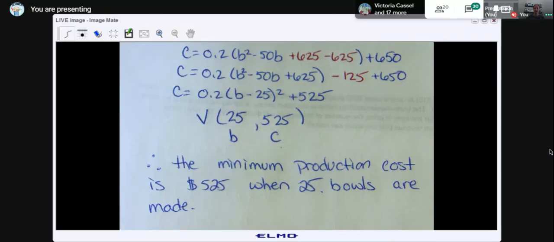Questions, comments, or concerns on this one? Then let's move on. And don't get unnerved by the questions on the back. We're going to adjust them a little bit because of pandemic rules.